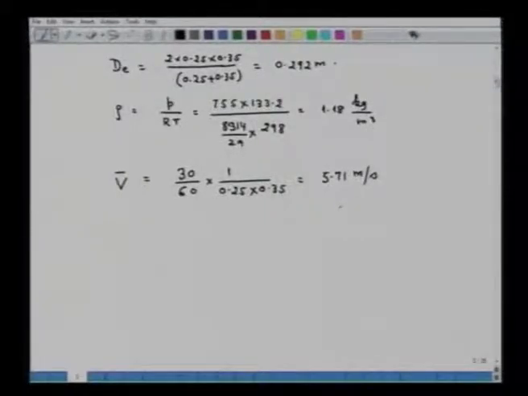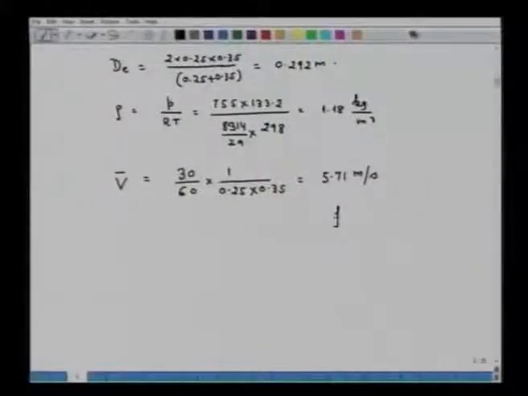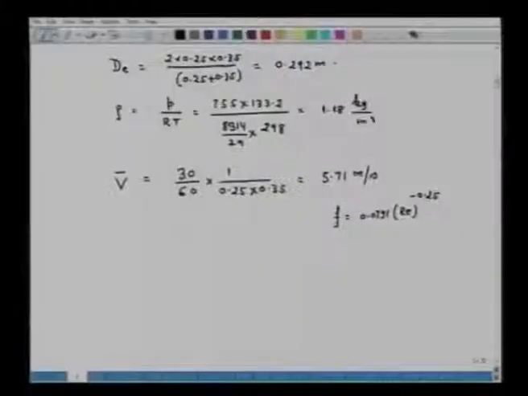for evaluation of the friction factor you have to calculate the Reynolds number, and as you recall I gave the expression that friction factor is equal to 0.0791 Reynolds number to the power minus 0.25. So, you calculate the Reynolds number, that is V bar rho upon mu, and for that I have given you the value of mu. So, one can calculate the Reynolds number.